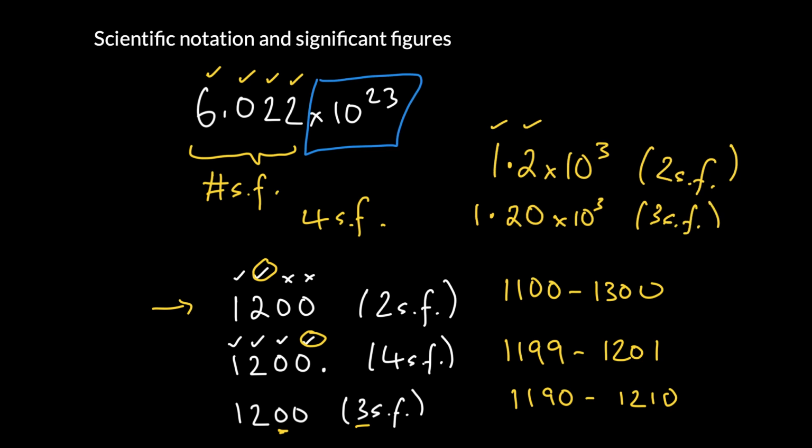Remember, zeros at the end of a number are significant if there's a decimal point in the number. And again, if we wanted to have it to 4 significant figures, we could write it as 1.200 times 10 to the 3. And if we wanted to have even more significant figures, we could just keep adding zeros to the end. So significant figures and scientific notation go hand in hand, and scientific notation is a very nice way to write a number that otherwise in regular decimal notation would be difficult to show the correct precision.